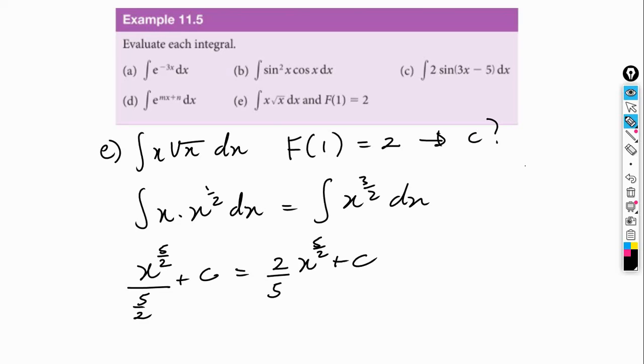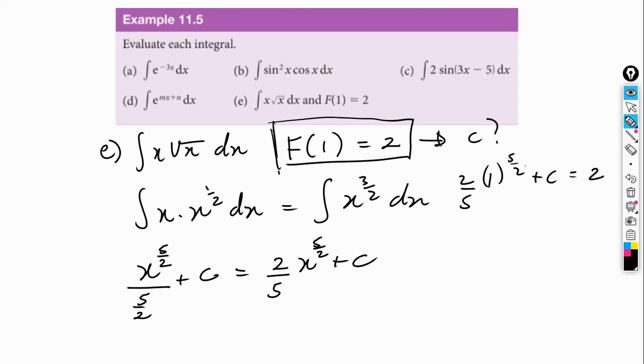But recall that they told us that when you plug in 1 into the antiderivative, you get 2. So with this, we can find what c is, right? So let's say 2/5 times 1 to the power of 5/2 plus c is equal to 2. So that just simply means that c is equal to 2 minus 2/5. And if you do the math, c is going to equal 8/5. Therefore, that means that we have a solution for this, including the constant, which is 8 over 5.